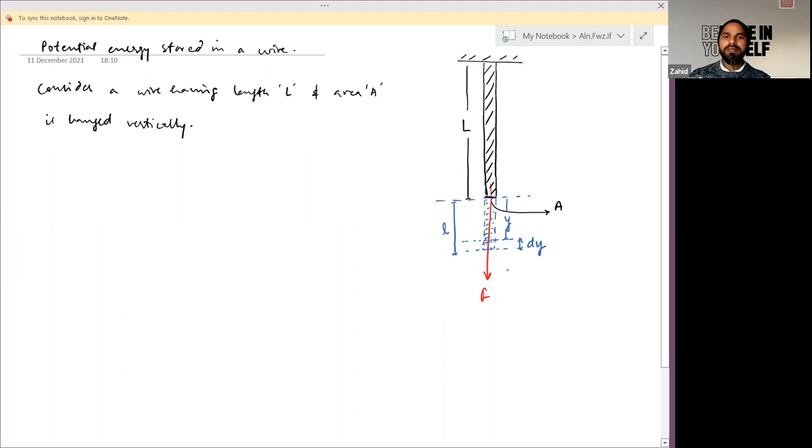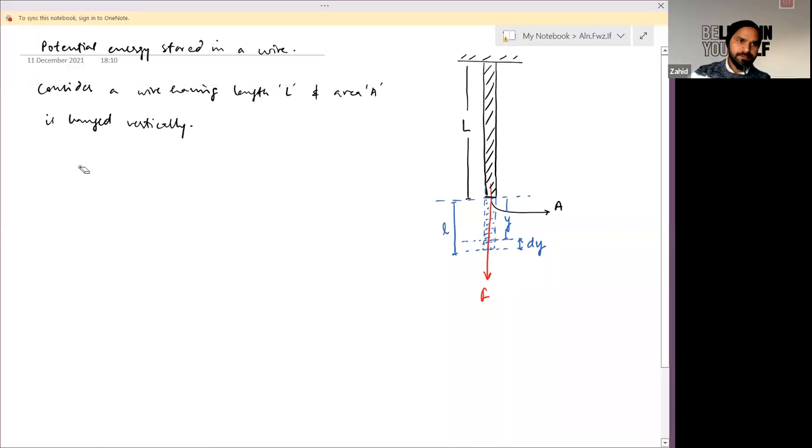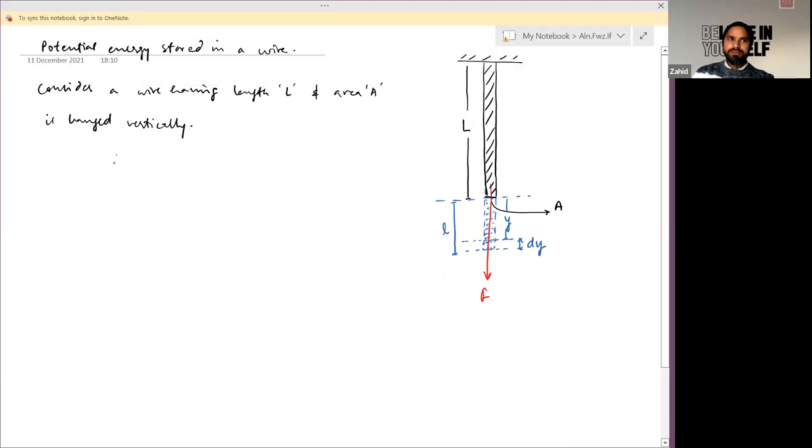So for this deformation dy, we must apply some amount of work to stretch it further by dy. According to the relation, Young's modulus is equal to force times length divided by A times deformation. Let's say we have deformation till y. So we can relate force equals Y into A divided by L into small y.